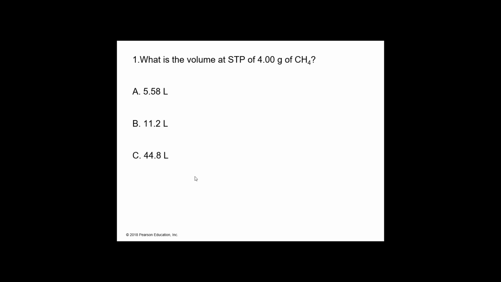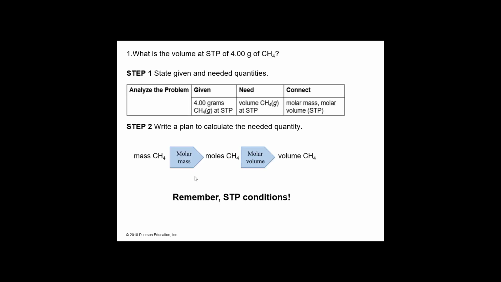Let's do another problem. What is the volume at STP of 4 grams of methane? So this is asking for methane, and it's asking for the volume of 4 grams of it. But the thing is, it's at STP conditions. So we pull all the information out that we know, but we also need the volume of it. So here are the stepping stones for this.